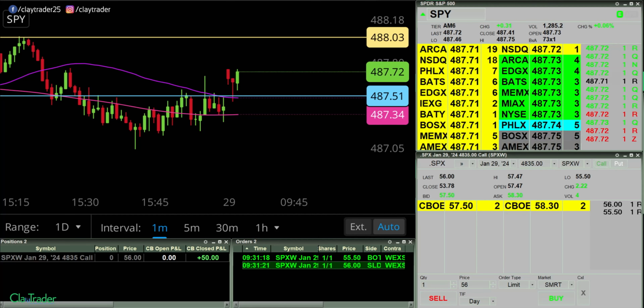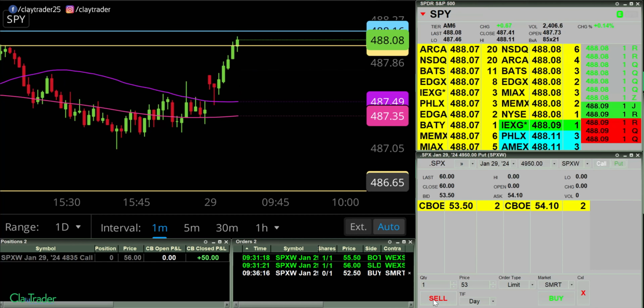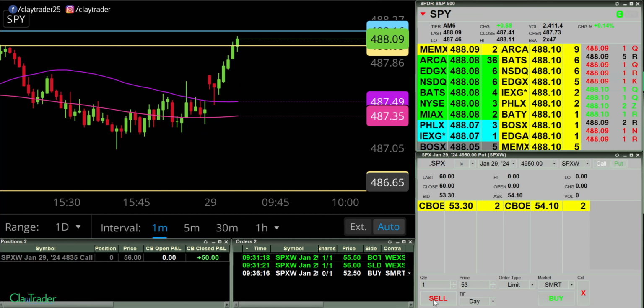So overall, good start there. Quick $50 move. So let's see what else I can find. Have an order at 52.50 here for a put. So it's still kind of got to come up a bit.